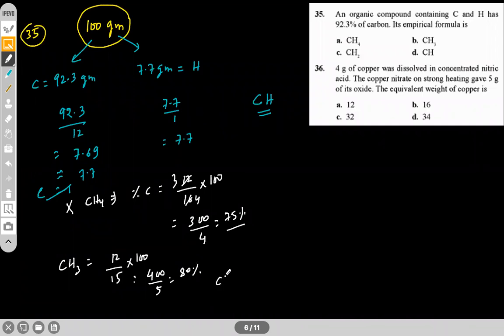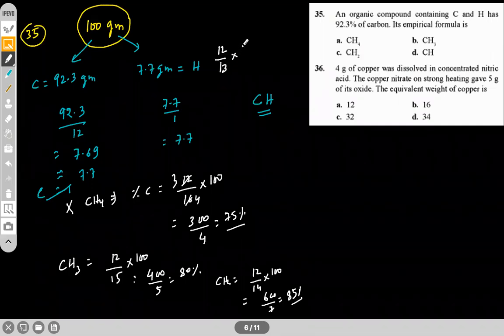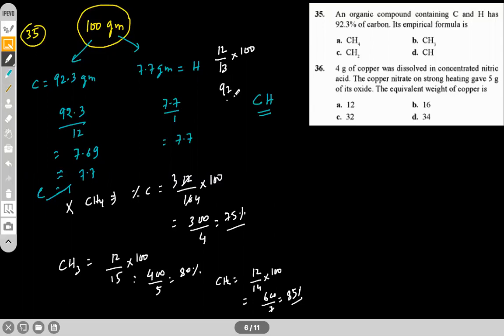If we take CH2, 12 by 14 into 100, 600 by 7, so it is around 85%. So none of these is close to 92.3%. But when you calculate for CH, 12 by 13 into 100, so 1200 by 13, you get 92 point something if you solve this. And that's why the answer is option D.